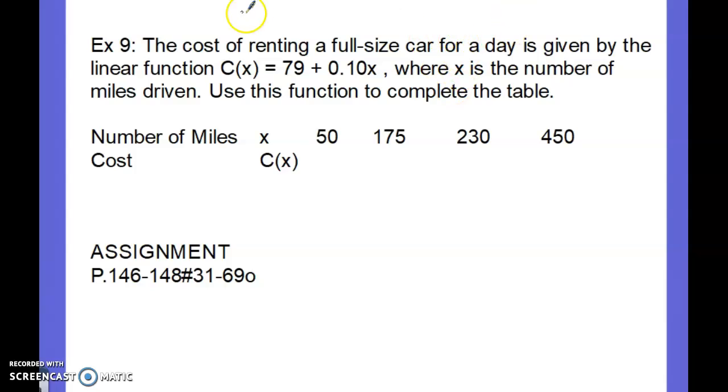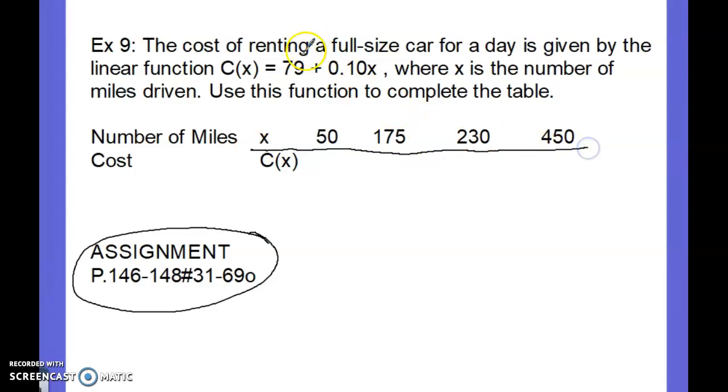Just one more problem that I want to cover before assigning the homework. Here's your homework. All right, odds 31 through 69. They give you this equation. It's a linear function telling you that x is the number of miles driven and c of x is the cost. All right, so no matter what, it costs $79 and then 10 cents per mile driven. So what you could do using function notation is just plug in 50 into all of these, but I'm going to use Desmos. Desmos is my friend, if you can't tell.